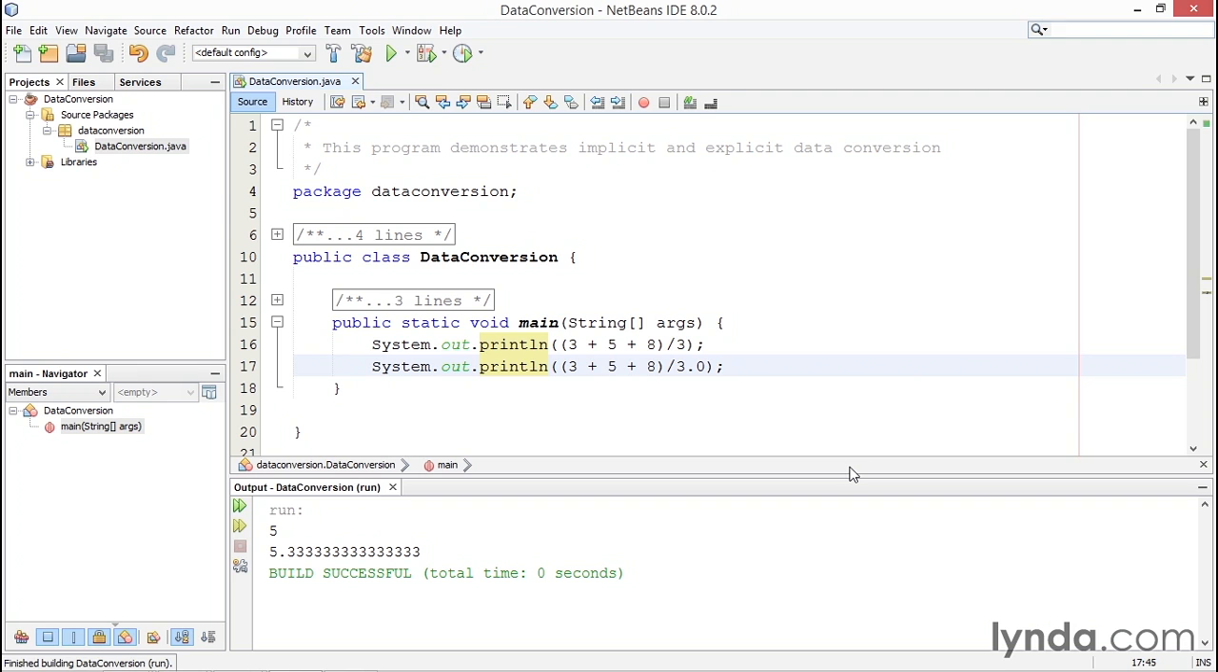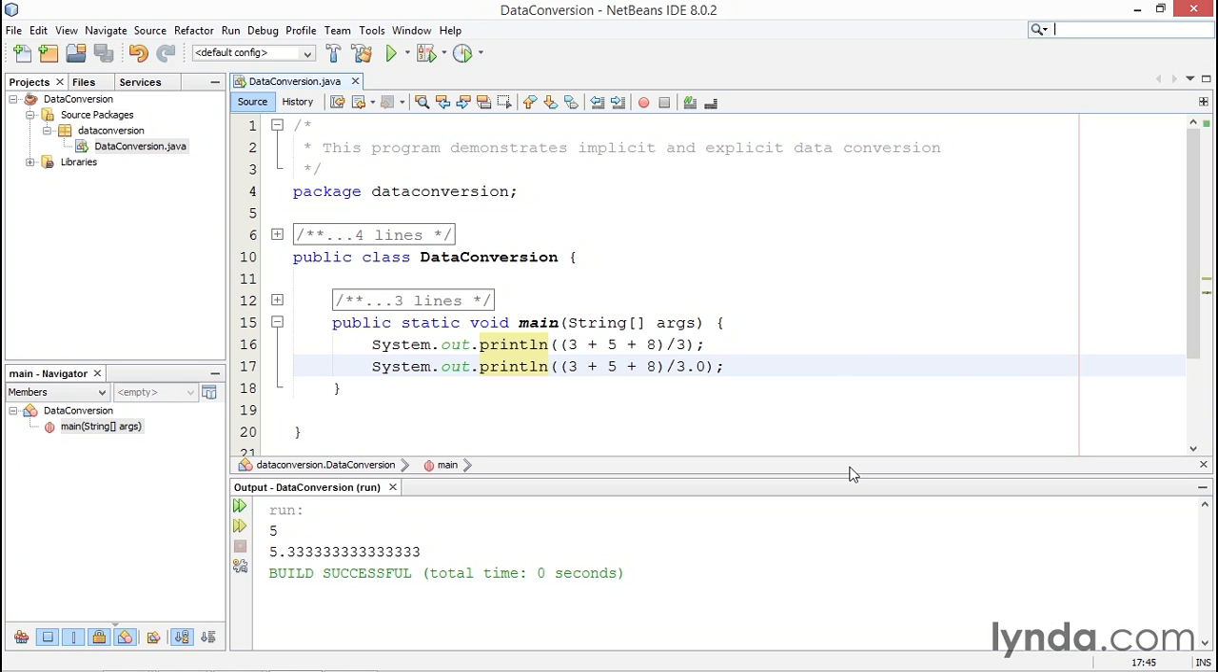You can see the first equation on line 16 gave us the result of 5. That's because 3, 5, 8 added up to an integer, and when you divide it by an integer, you only get the integer portion of your result. The second line, because I included a double, it automatically widened the result to include the decimal portion. So I got 5.33 repeating.